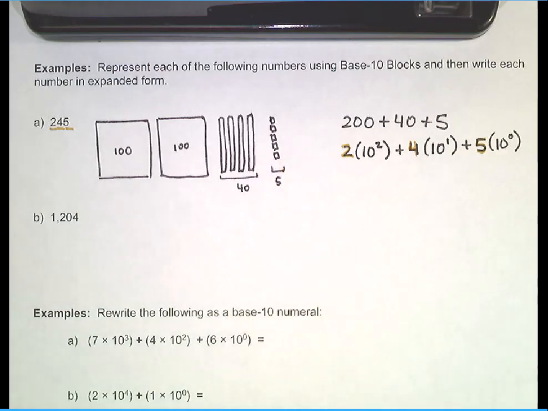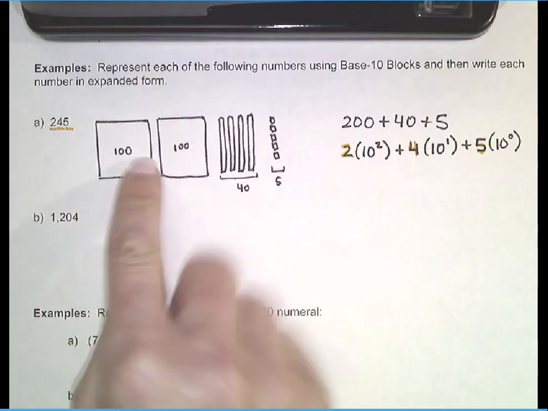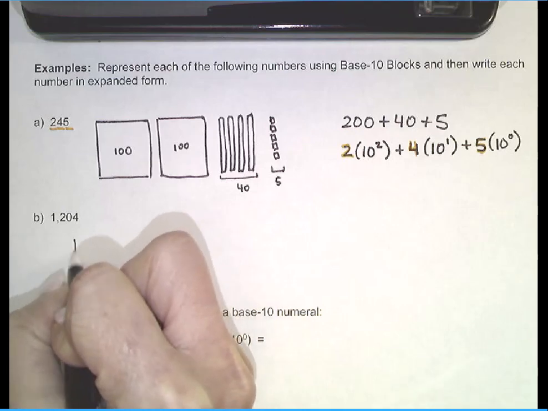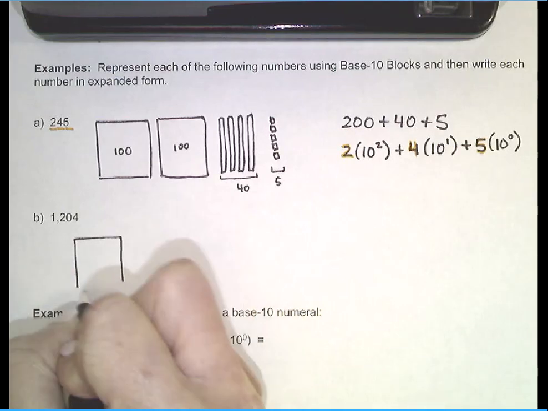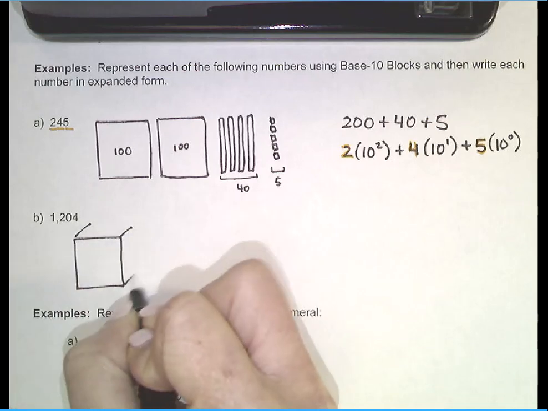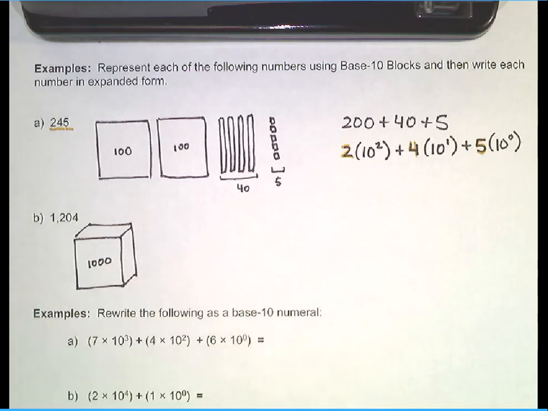Let's try another one. 1,000. Well, if you put 10 of these hundreds together, if you were to stack them up, it would actually make a big cube. So I'm going to draw the cube, kind of like this. Do your best to draw a cube. Okay, that's going to be worth 1,000.